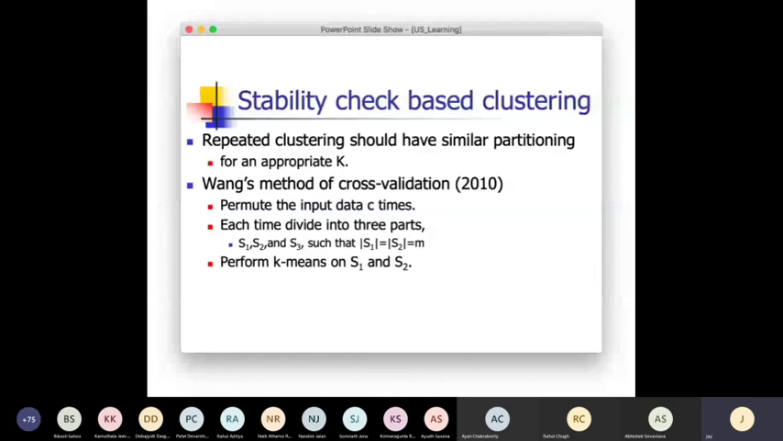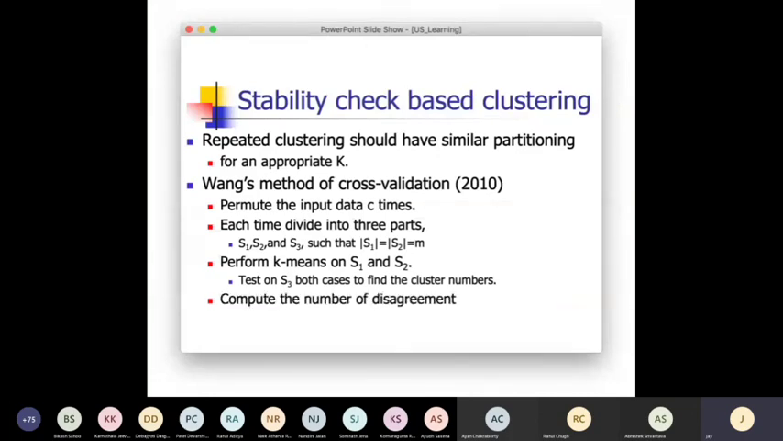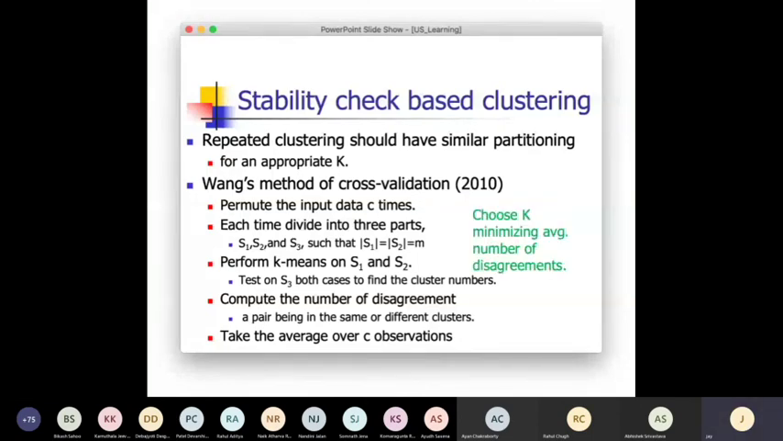So you perform k-means on S1 and S2 and then validate on S3. So test on S3 in both cases to find the cluster numbers. Then compute the number of disagreements, that is, whether a pair is in the same or in different clusters, and take the average over C observations. So you are always considering paired observations, and you are using a kind of stability measure here. So choose k minimizing the average number of disagreements.